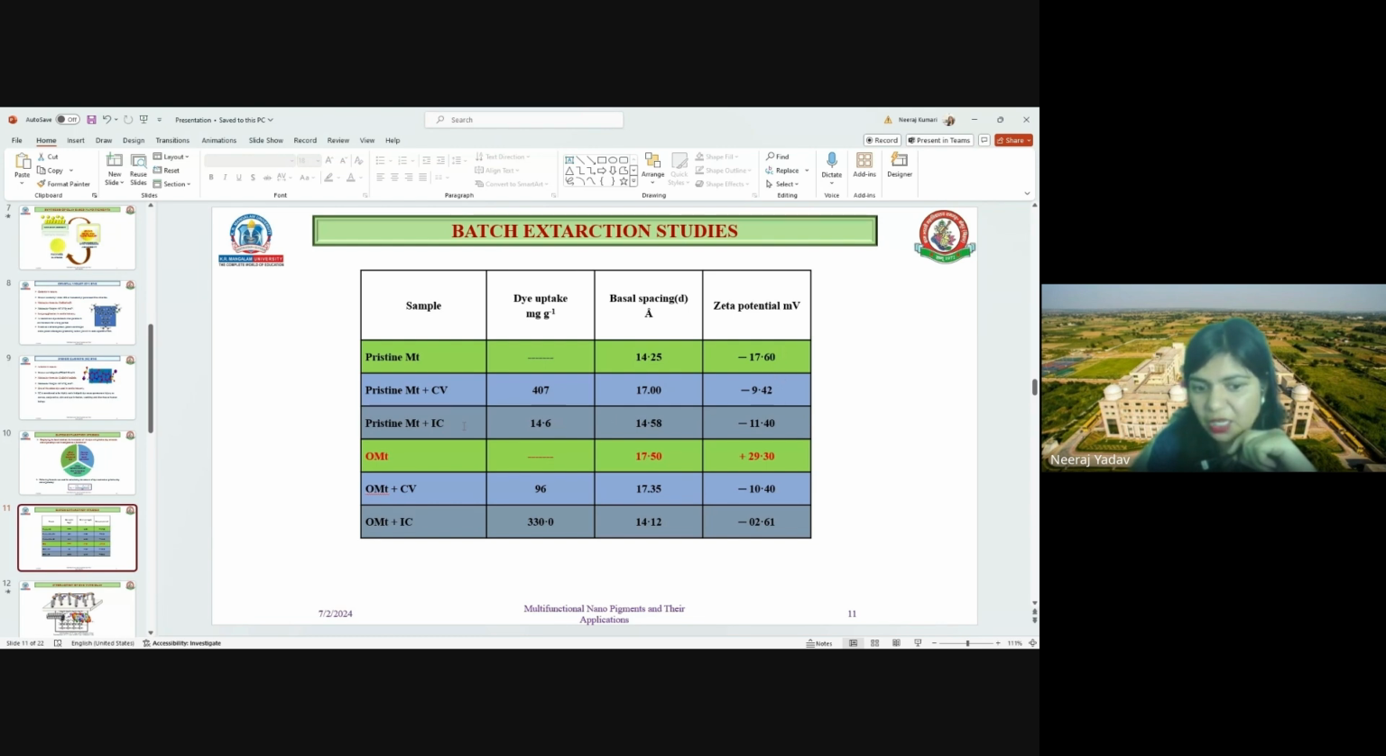But in the case of MTIC, meaning the adsorption of indigo carmine, the dye uptake was found to be only 14.6, because the clay is negatively charged and the dye is also negatively charged, so there is electrostatic repulsion.